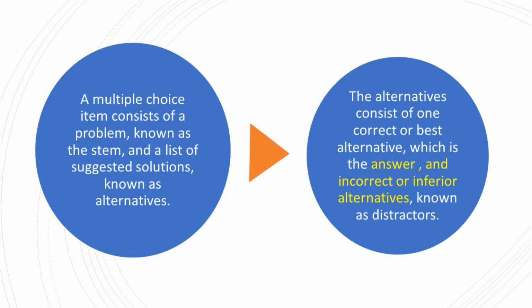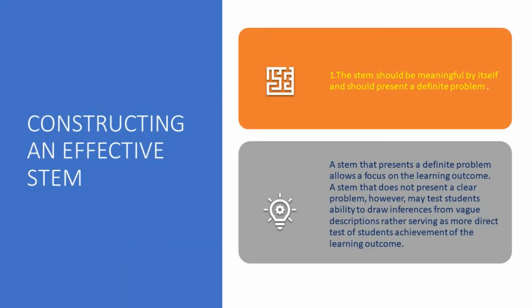known as the distractors. While constructing an MCQ, certain things have to be kept in mind. That is, the stem has to be effective. The stem should be meaningful by itself and should present a definite problem. A stem that presents a definite problem allows a focus on the learning outcome. A stem that does not present a clear problem, however, may test students' ability to draw inferences from vague descriptions rather than serving as a more direct test of students' achievement of the learning outcome.